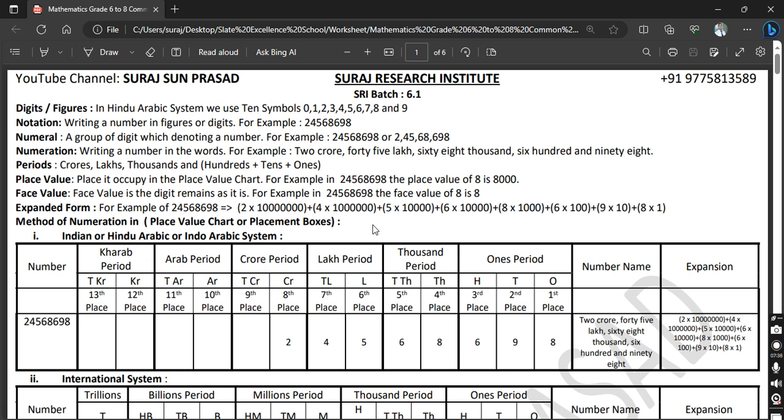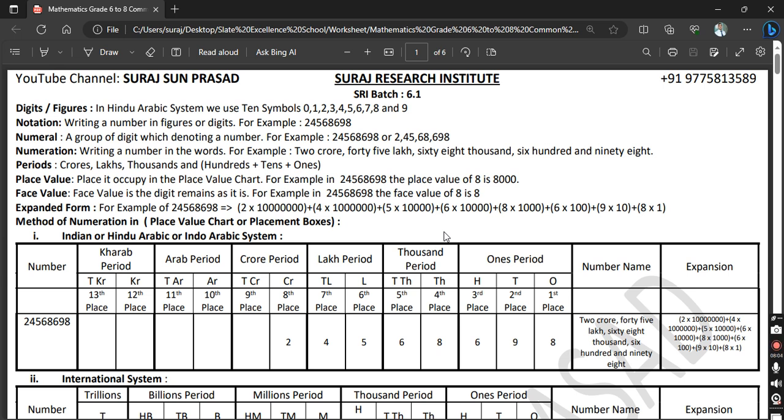Okay students, now let's move to the next topic, that is the method of numeration. Numeration means what, dear? Writing the number in words. In words also we can write in two different systems. The first one is Indian and the second one is international. As you know, in India we use the rupee, and in international currency we use dollars. Similarly, in India we write the number in terms of different periods.